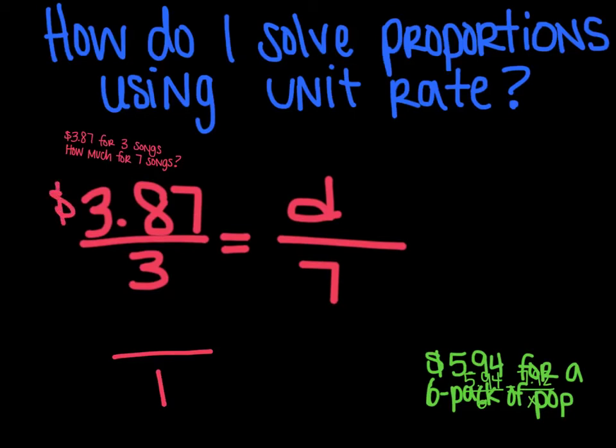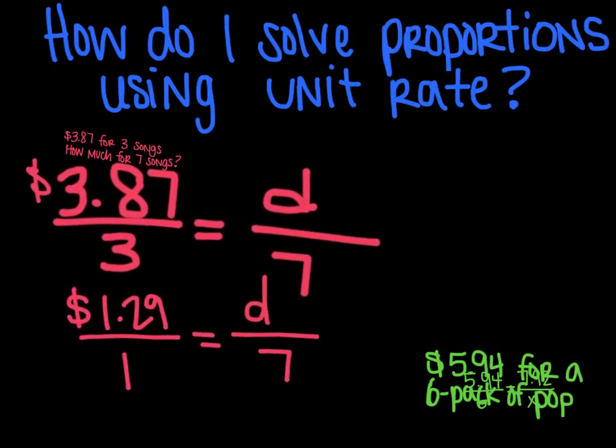Again, labeling here might be helpful to you. So $3.87 for 3 songs. So now I'm going to find the cost of one song. So on my calculator, I'm going to type 3.87 divided by 3, and that'll give you $1.29. So $1.29 for one song. Then you can carry that out, recopy everything down. Yes, you have to rewrite this.